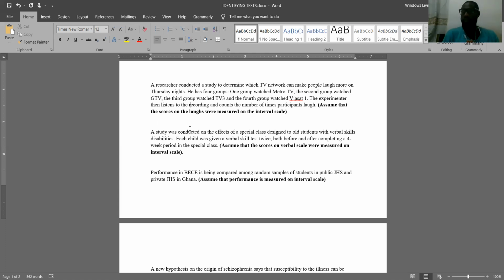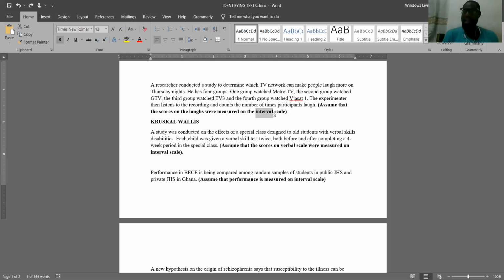In the same question, they could have indicated that laugh this time around is on ordinal, or it has been ranked. Then you would have selected the non-parametric form of ANOVA. And the non-parametric form of ANOVA is Kruskal-Wallis. So in the same question, if they indicated that this time around, laugh is on ordinal, or it has been ranked, then you would have selected Kruskal-Wallis as your answer.